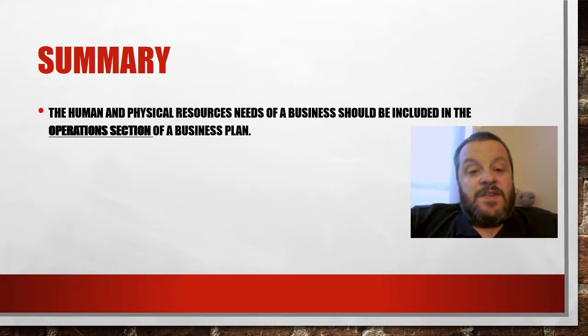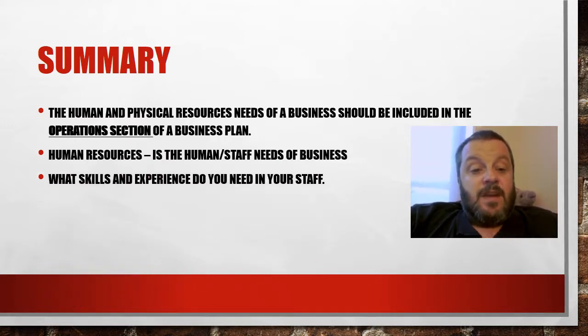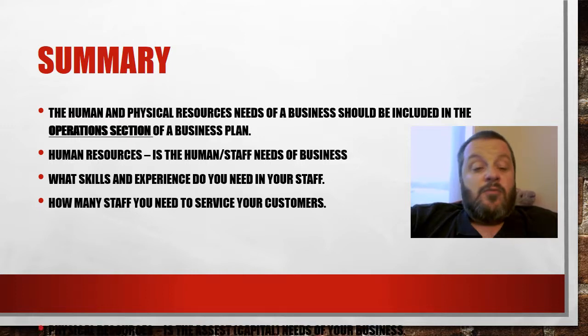Okay, so summary. The human and physical resources needed of a business should be included in the operations section of a business plan. Human resources is the human staff needs of a business. For example, what skills and experience do you need in your staff to actually be able to run your business effectively? How many staff do you need to service your customers? Again, going back to Mr. Whippy Van, peak and off-peak periods are an example.